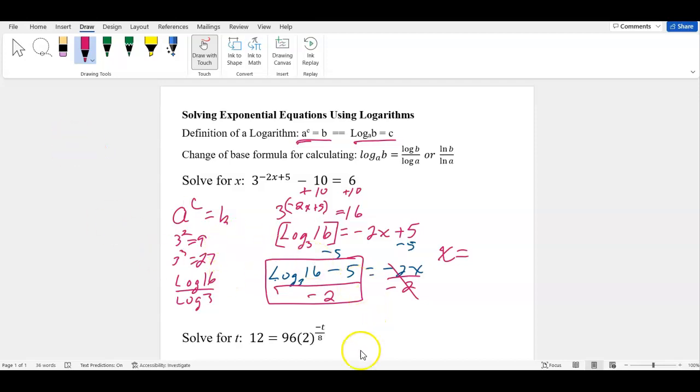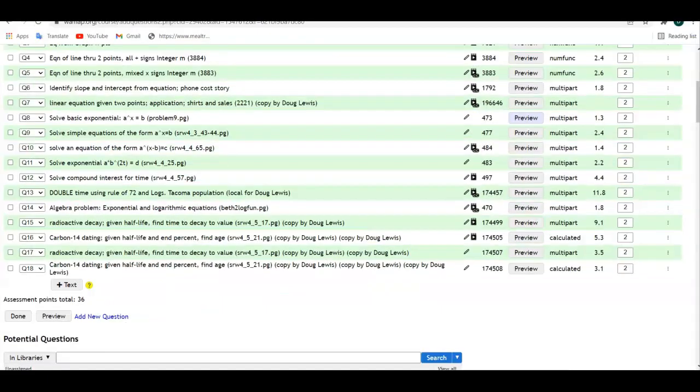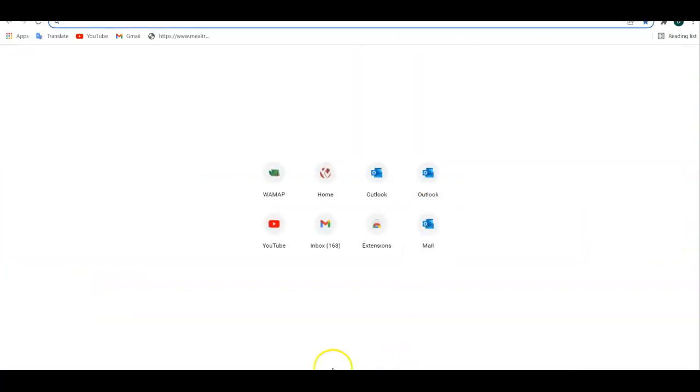So I guess I'll do that on the calculator real quick. Log base 3 of 16. And so, oops, I've lost my calculator. Second.